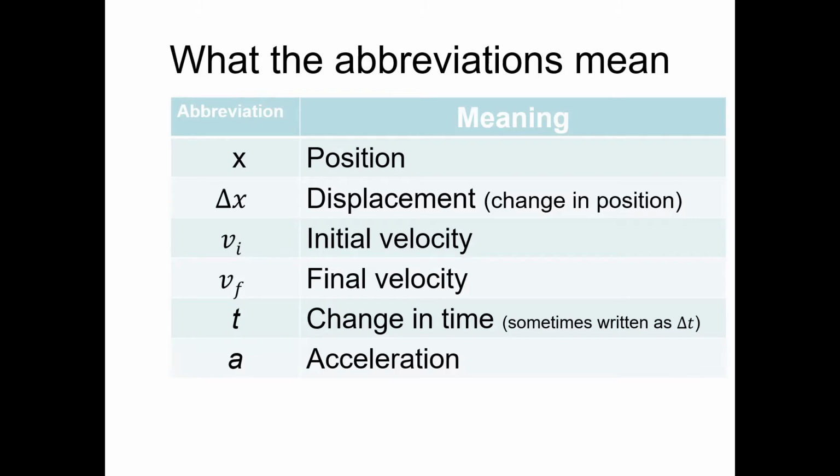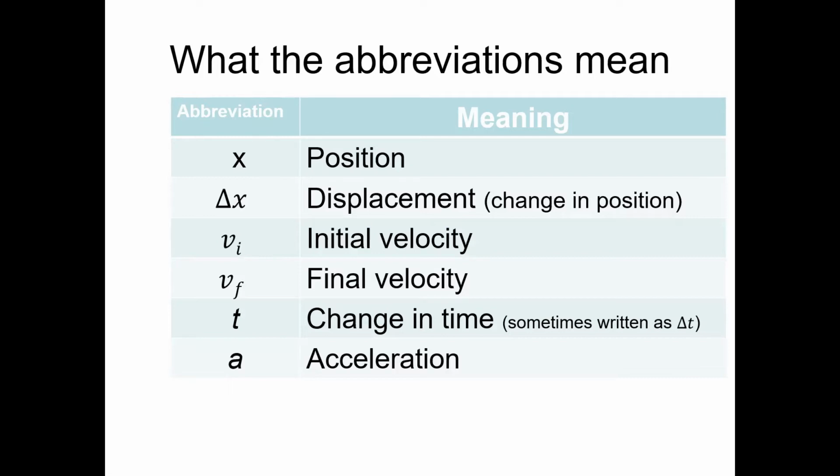If you see a letter V with a lowercase I next to it, that subscript I stands for initial, and V stands for velocity. So this would be initial velocity. Similarly, if you see a V with a subscript F, that stands for final velocity. A T stands for change in time, sometimes written as delta T, and an A stands for acceleration.